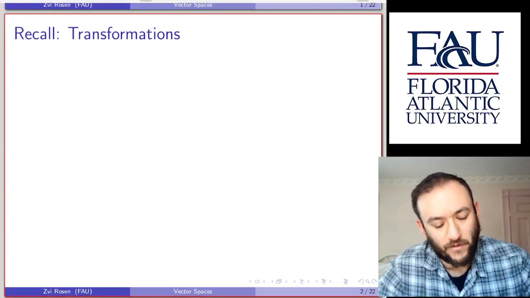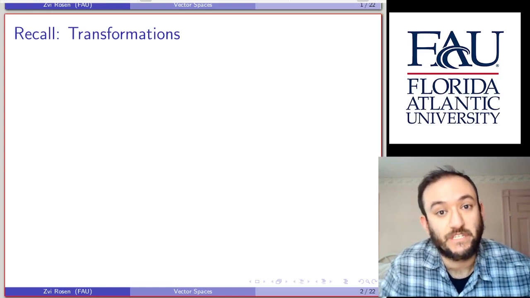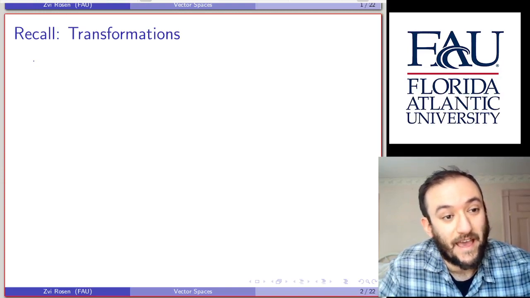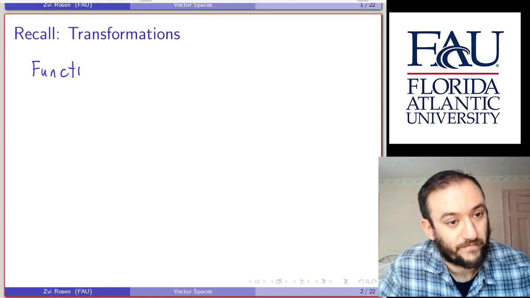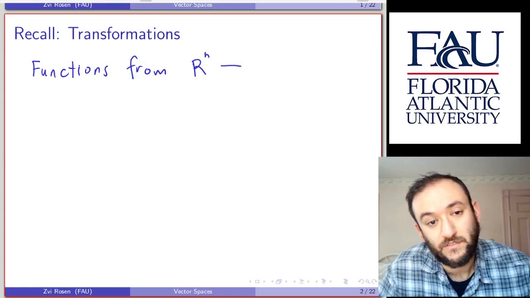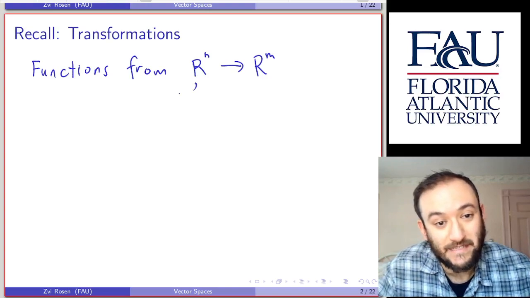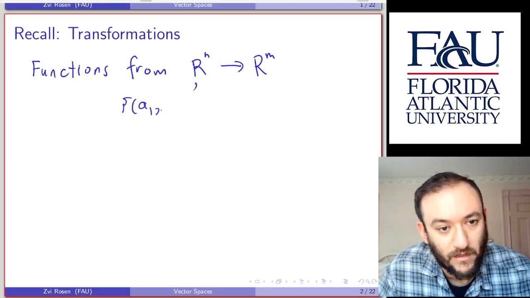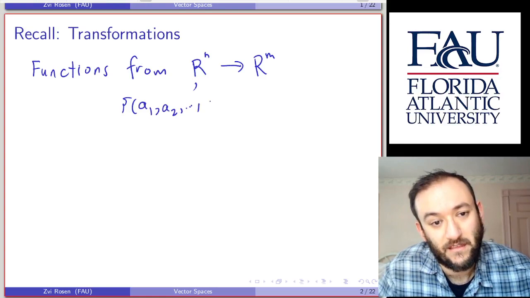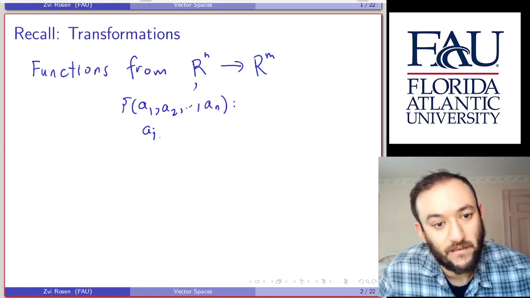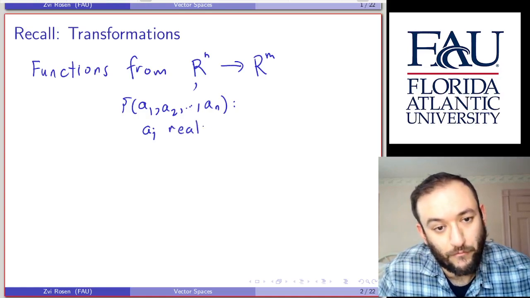First, let's recall what we defined in one of the earlier lectures, which is transformations. And these were our interpretations as matrices, as functions from Rn to Rm. And Rn, at that point, we described this as the set of n tuples of real numbers. So we had a1, a2 up to an, where all of these a's, and I'm going to list it as ai, is a real number for all i.